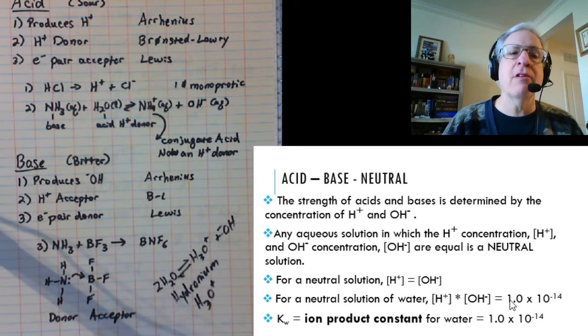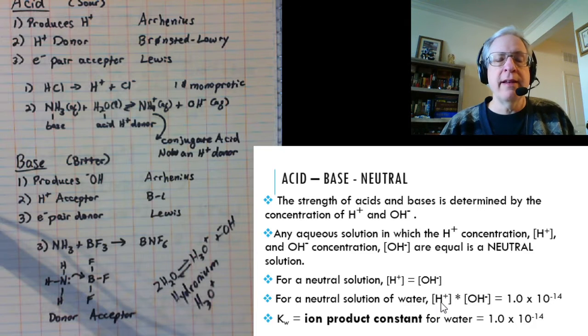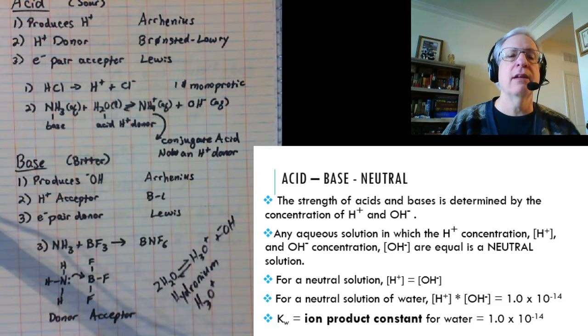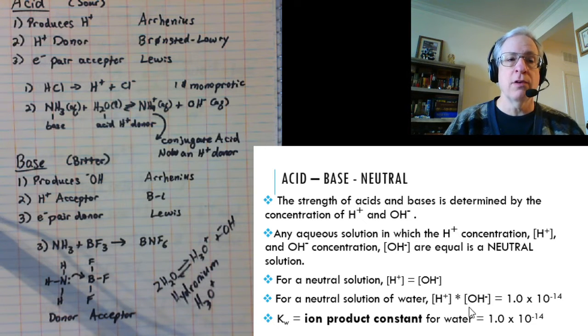And that constant happens to be 1 times 10 to the negative 14th. So if they're equal, that means that the concentration of hydrogen is 1 times 10 to the negative 7th, and the concentration of hydroxide is 1 times 10 to the negative 7th. Because 1 times 10 to the negative 7th times 1 times 10 to the negative 7th is 1 times 10 to the negative 14th. These are very small numbers. These are moles per liter, very small numbers, 0.0000001. Right? So very small concentrations, but that's neutral water.